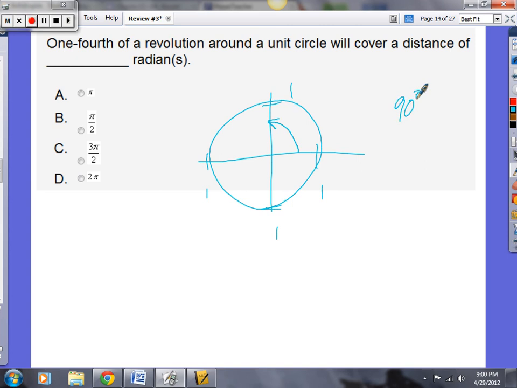So 90 degrees, how do you convert that to radians? You're going to times that by pi over 180. And that's going to cross cancel with that, cross simplify, and you're going to have pi over 2. So B.